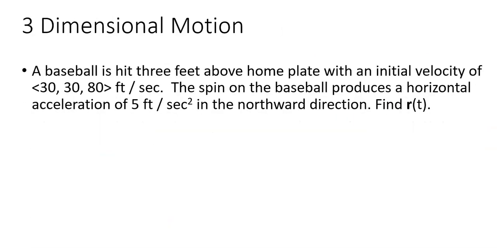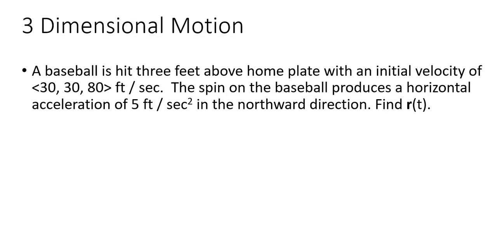All right, three-dimensional motion. Let's take a look at this, and I think I'm going to try to solve this on a regular whiteboard. So I've got a baseball hit 3 feet above home plate with an initial velocity of 30, 30, 80. The spin on the baseball produces a horizontal acceleration of 5 feet per second squared in the northward direction. Find r of t.